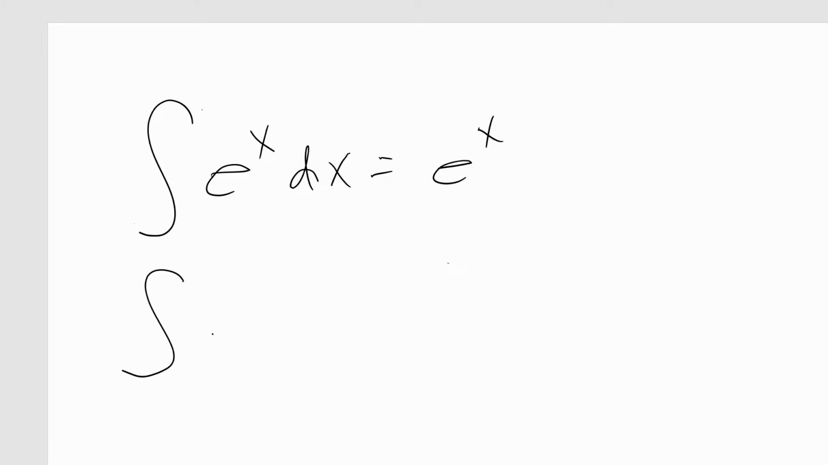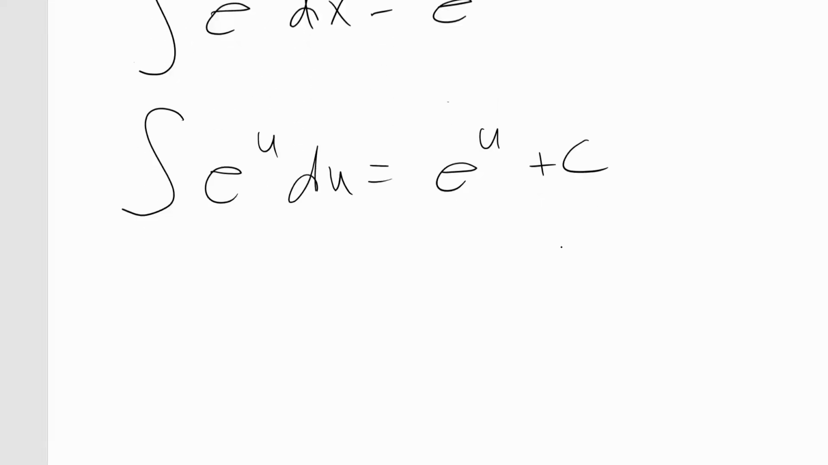So we also need the integral of e to the u du equals e to the u plus c. So again, all we have is the exponential function e to a single thing. So we may have to do u substitution to make that happen. So let's do a few.